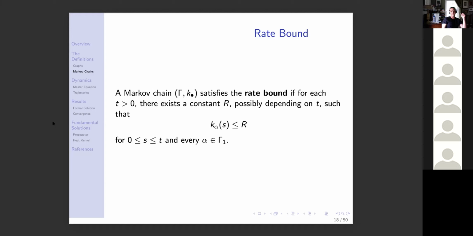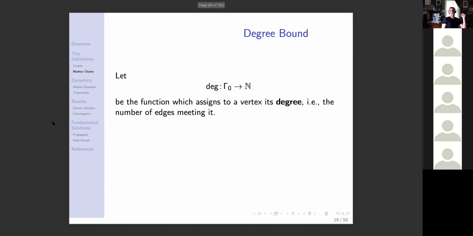If there are only finitely many edges to worry about, that would be a finite graph, and this is automatic by continuity, since every continuous function on a compact interval has an upper bound. But in the infinite graph case, we have to assume this rate bound condition. There's one more bound condition, which is not very onerous, which is what I call the degree bound condition. All our graphs will satisfy both the rate bound and the degree bound.